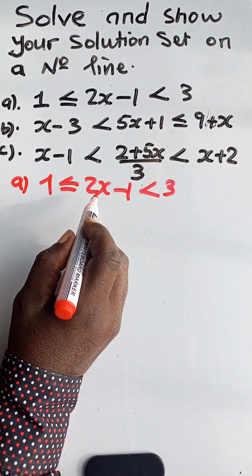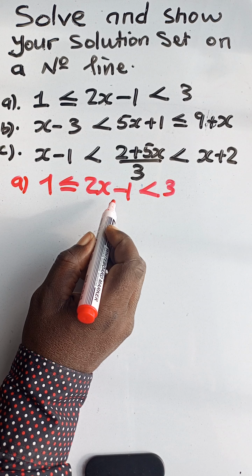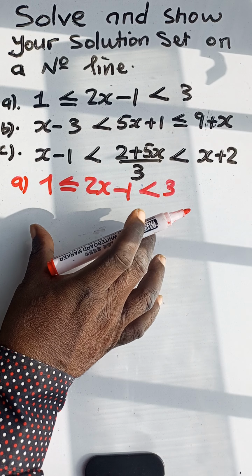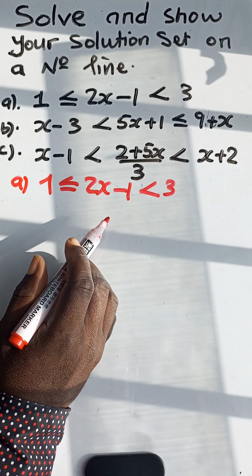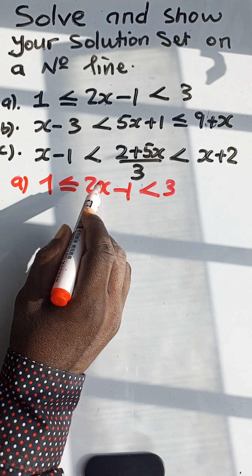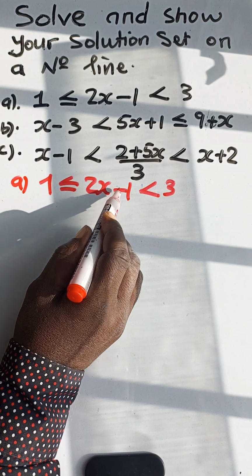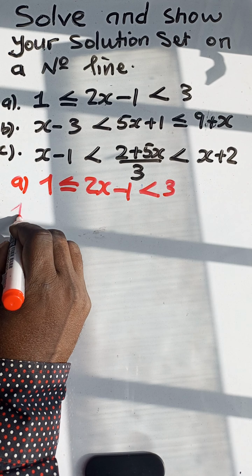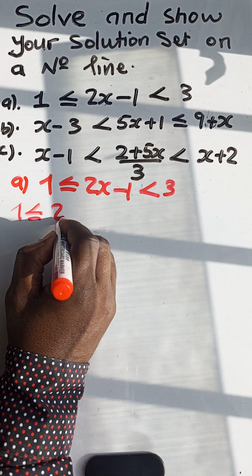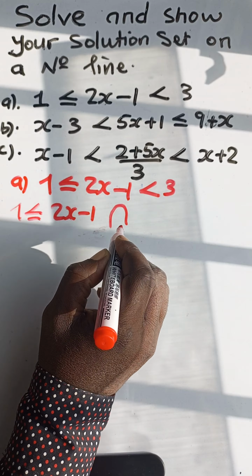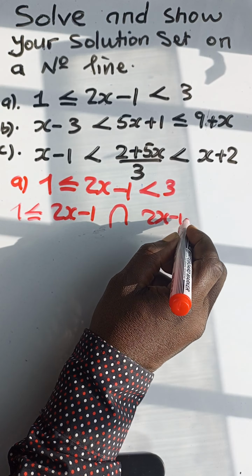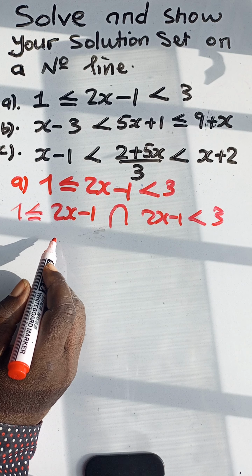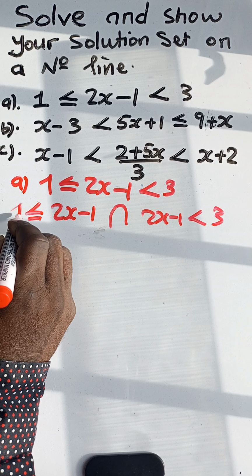Now we can proceed in two ways. We can either work exactly the way it is, solving without splitting into two different inequalities, or we can split into two different inequalities at the level of the middle member. So this middle member goes with the left member, and the same middle member goes with the right member. And so we have 1 less than or equal to 2x minus 1, and 2x minus 1 less than 3. This is where we have split it into two different inequalities.